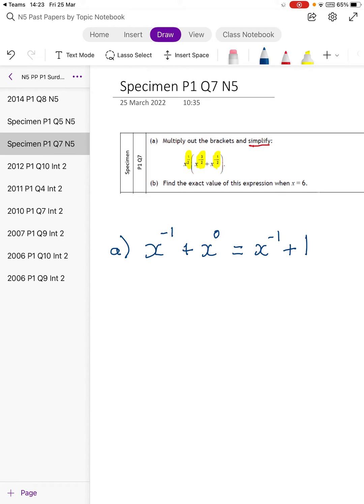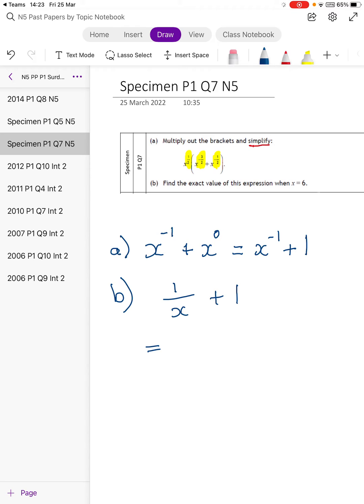Complete. Part B is asking us to find the value of this expression when x equals 6. So we're putting in 6, but it's going to be easier to do that if we rewrite x to the minus 1. So we should know that x to the minus 1, if you've got a negative power, it means it's 1 over the positive power. So x to the minus 1 is actually 1 over x. So we've got 1 over x plus 1 from our answer for A.